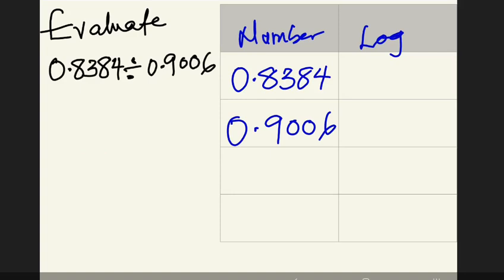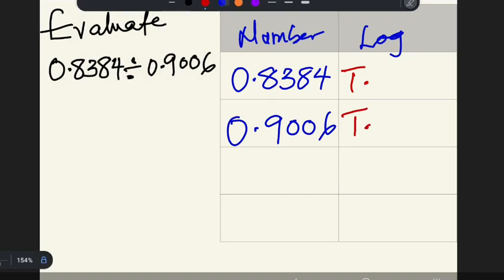So let's find the logarithm. As I have said earlier, the first thing you do is take this point to here, moving it right until you get a first digit number. The next thing is to write bar 1 point. For the second one, you move it like this, and again write bar 1, because we are dealing with a number lesser than 1.